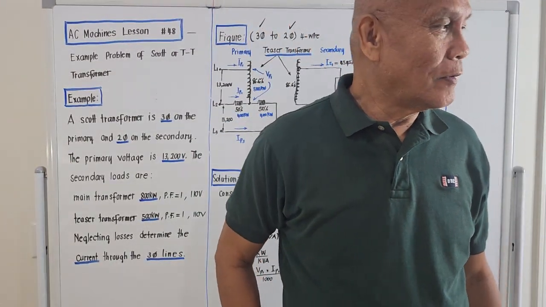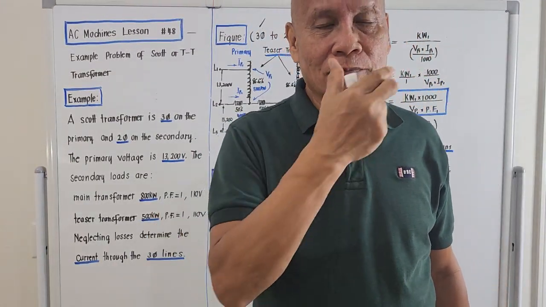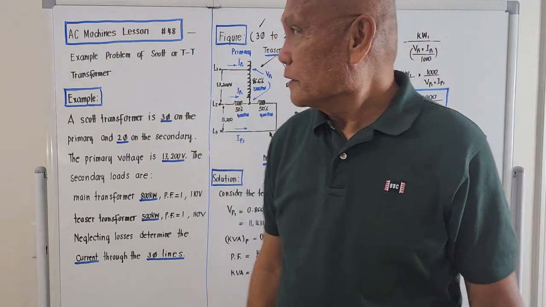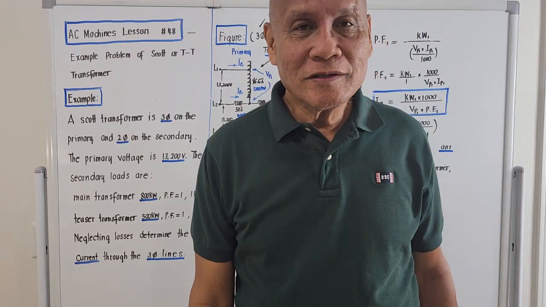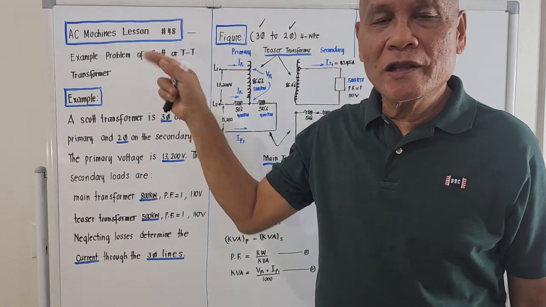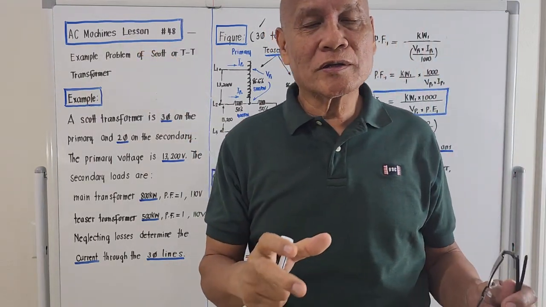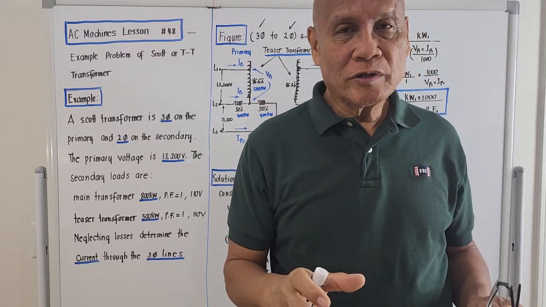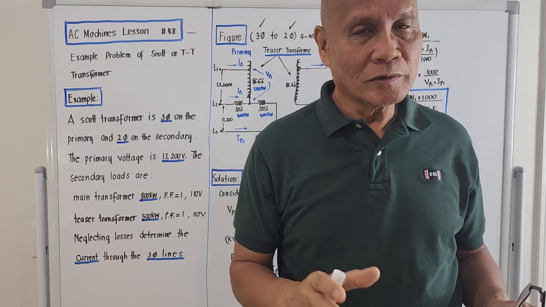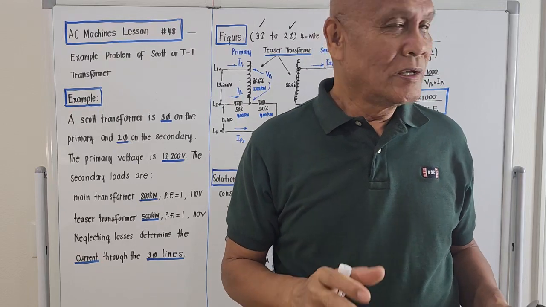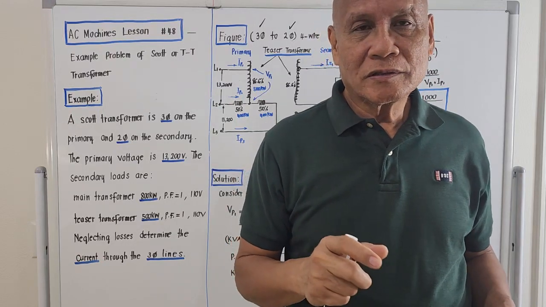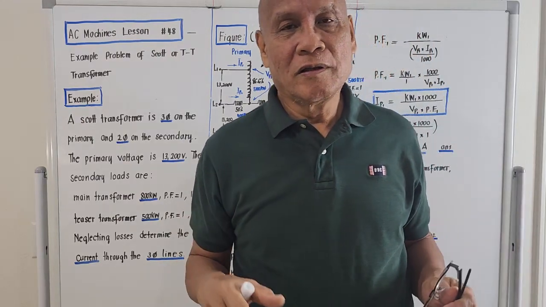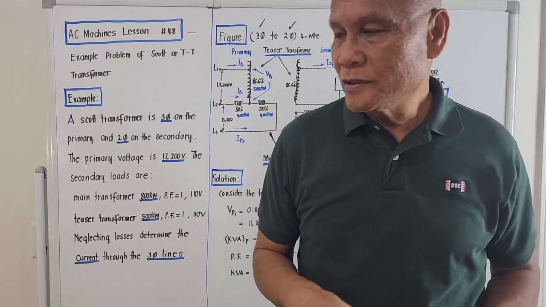My topic for this session is AC machines. This will now be lesson number 48. We are still on transformers, and this is one of the most interesting topics on transformers, the Scott or T-T connection, double T. Let's proceed.